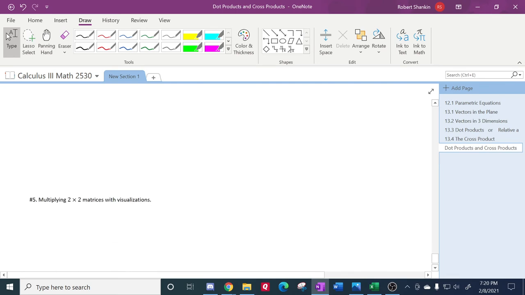Alright. Let's go multiplying 2 by 2 vectors, 2 by 2 matrices with visualizations. Alright. So let's take two vectors, I'm just going to make up two vectors. 2, 1, and 3, 5.